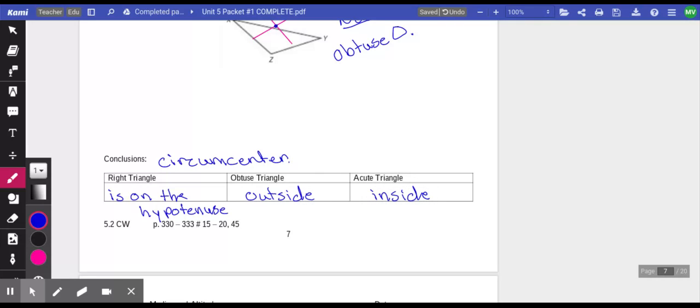So that's it for today. We talked about the circumcenter, which is the point of concurrency for the perpendicular bisectors. If you have any questions, please bring them to class.